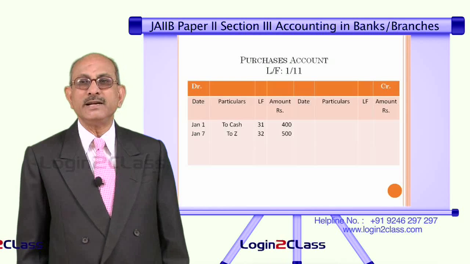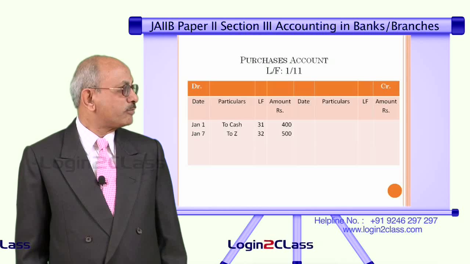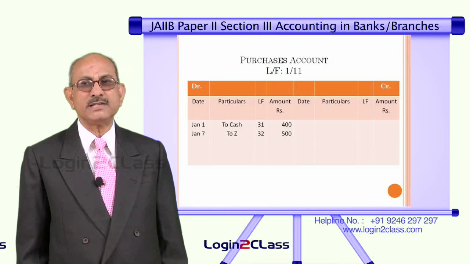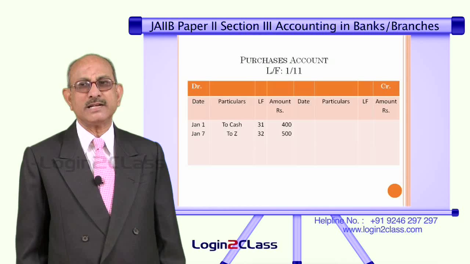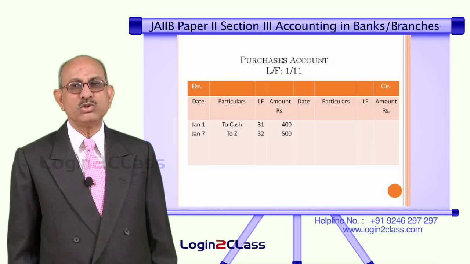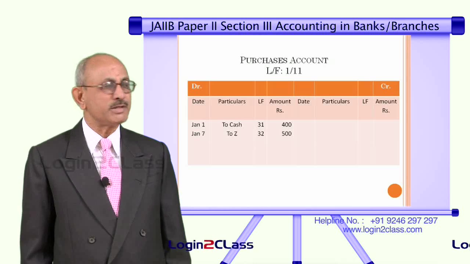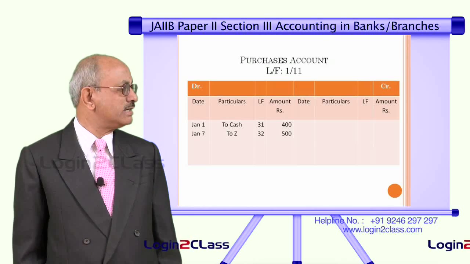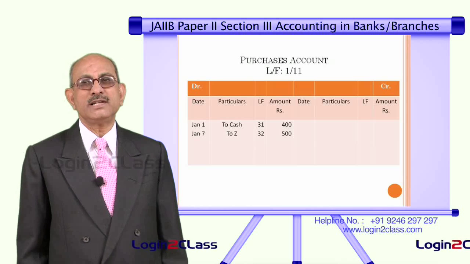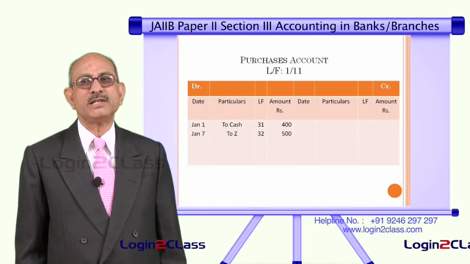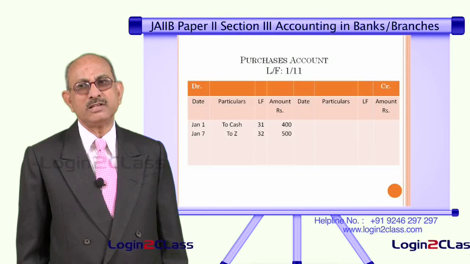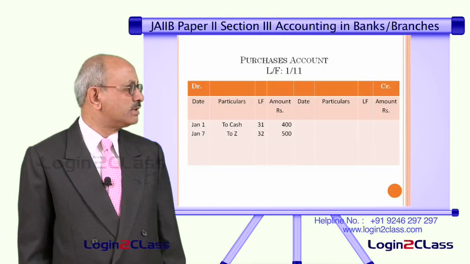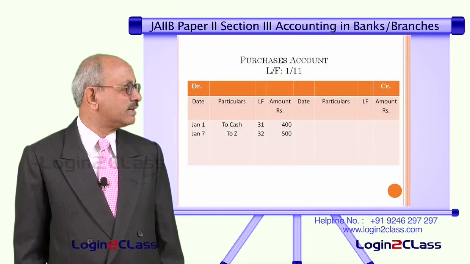And the other entry related to purchase of goods on credit from Z. So there the purchase account was debited and Z's account was credited. So we are writing here to Z under the debit side of the purchases account, and the ledger folio of the Z's account is also mentioned, and we write the amount. So this takes care of the purchases account. That means purchases account in our example was involved 2 times. All these 2 sides of the entries have been posted on the debit side of the purchases account.